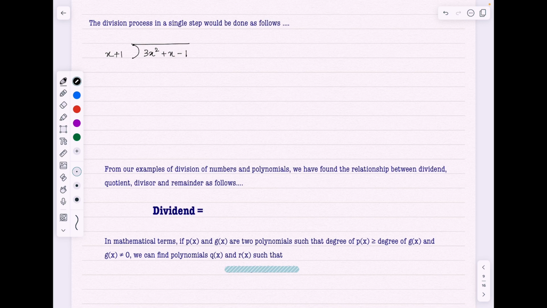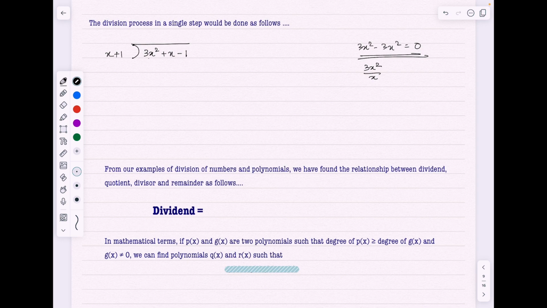You have to eliminate the first term. I have to eliminate 3x square, and I have x. So with x, I have to multiply which number to get 3x square? If I have to eliminate 3x square, I have to subtract 3x square here. 3x square minus 3x square is 0, so it gets eliminated. So 3x square by x.